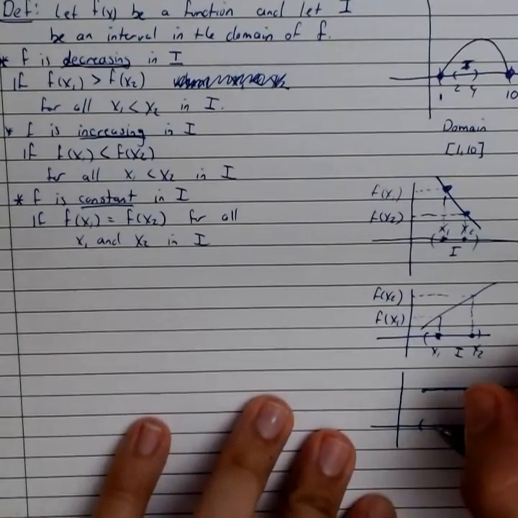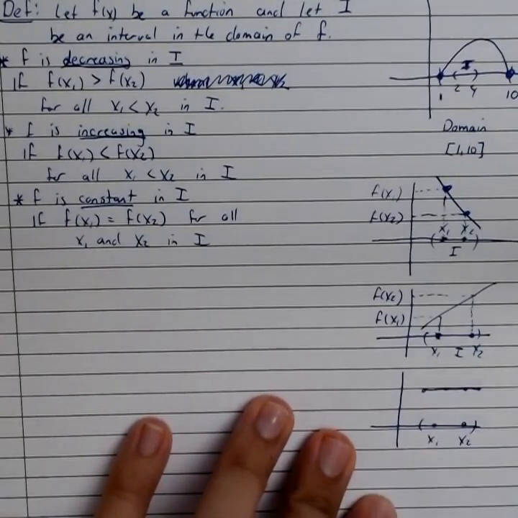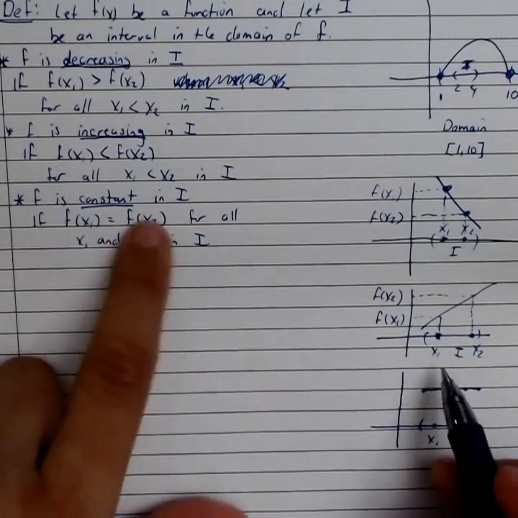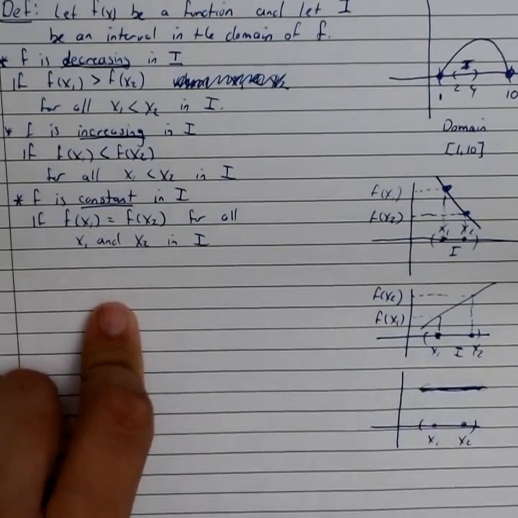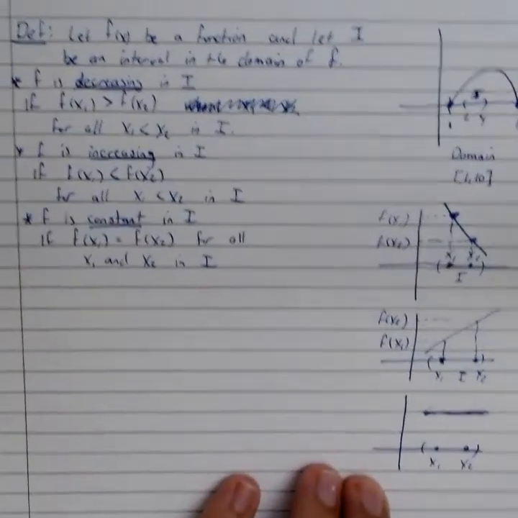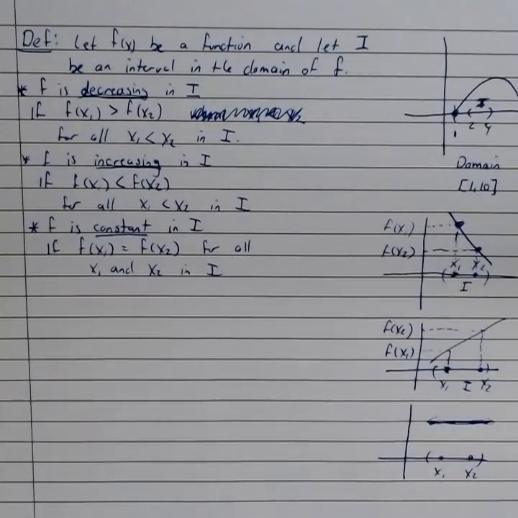It's never going down. It doesn't matter if you have this x1 and this x2 or any other ones. Your y value is always exactly the same. So your graph's not increasing or decreasing. That's constant. Okay? This is a way of describing the behavior of a function. This is one type of behavior, whether a function is increasing, decreasing, or constant.